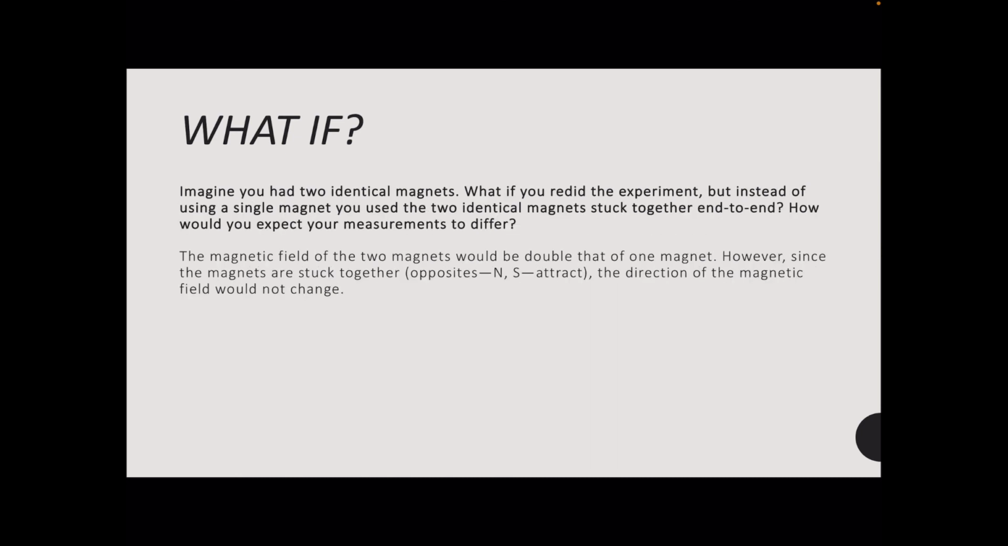If I used 2 identical magnets stuck together, the net magnetic field would have double the magnitude, but the direction would not change because the 2 magnets would still orient such that the magnetic field would run north to south.